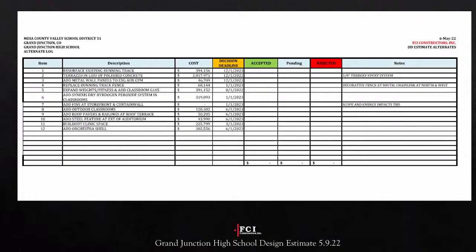Do we want to go through each one of those? Or we can come back to them, but I wanted to ask on the yellow column, decision deadline, for the group and the district. Our first one isn't even until this coming December. So we have some time to get the building going up before we need to make decisions. I just want to make sure, we talked about this earlier, but there's no pressure to make decisions today on these. Right.